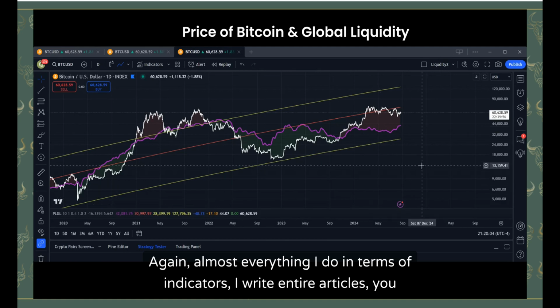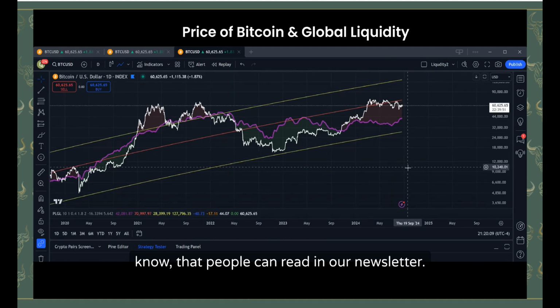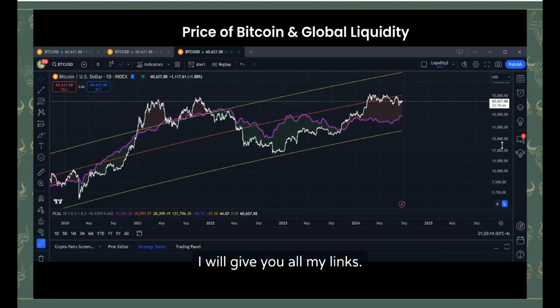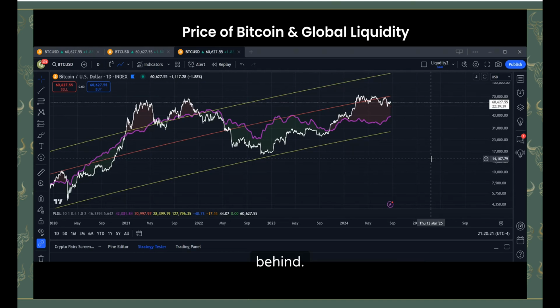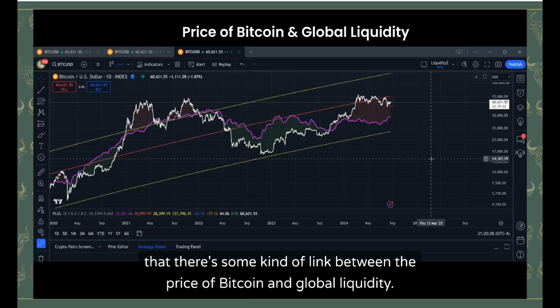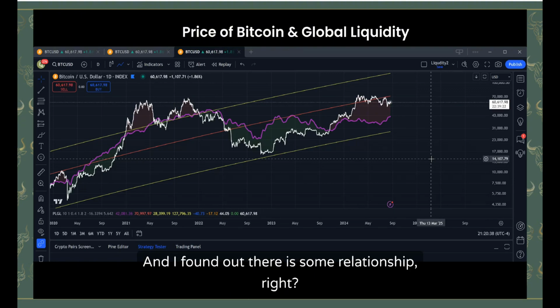Again, for almost every indicator I do, I write entire articles that people can read in our newsletter. So you can go to my Medium. I will give you all my links, because I want people to understand how I derive these indicators, with the logic behind them. Many people were pointing out that it seems there is some kind of link between the price of Bitcoin and global liquidity, and so I wanted to understand what is going on. And I found out there is some relationship.